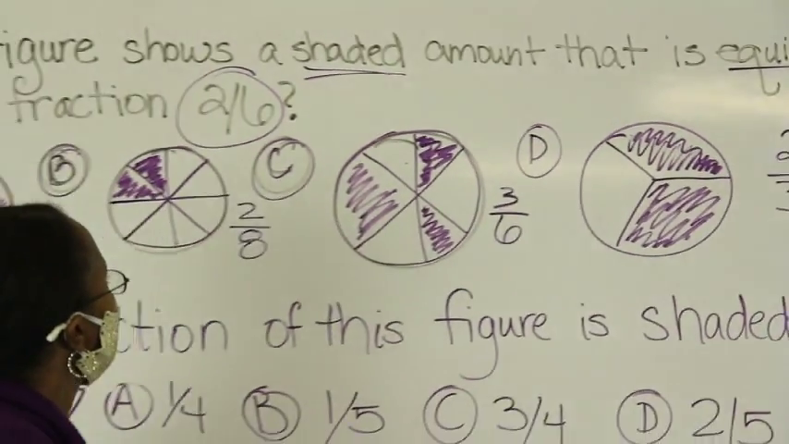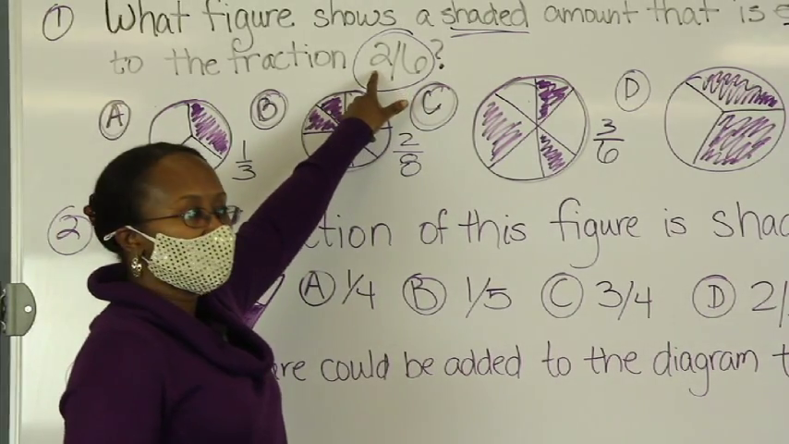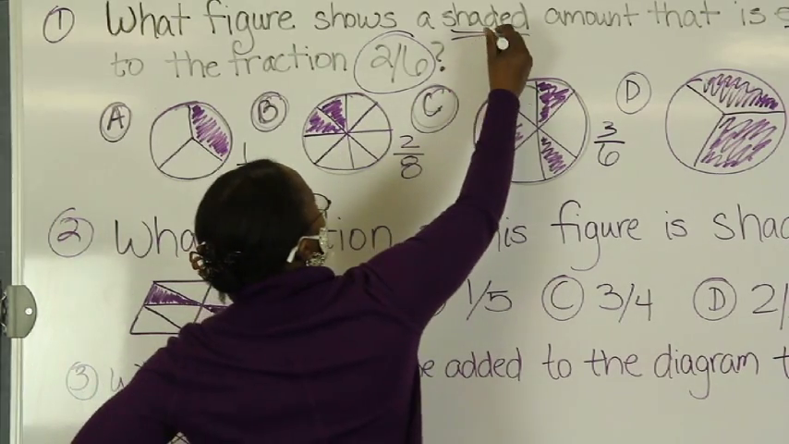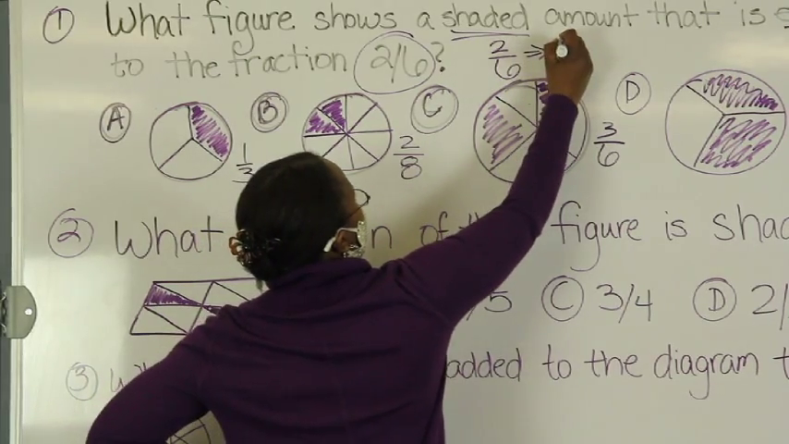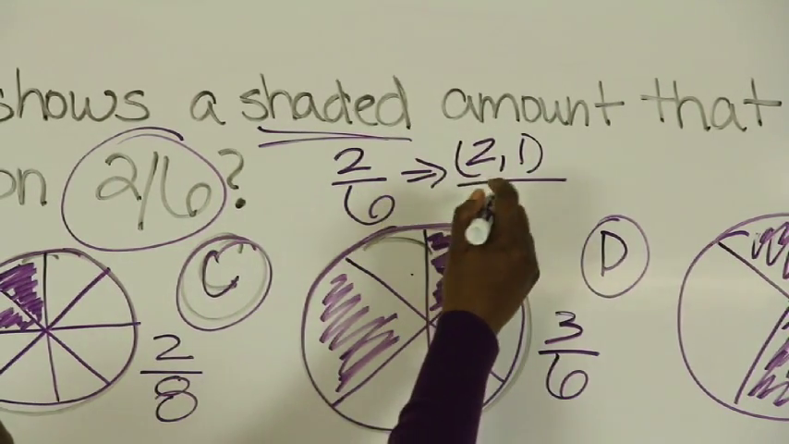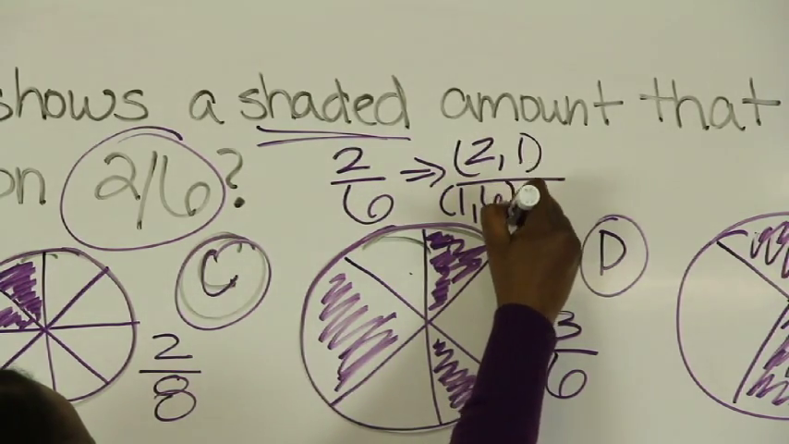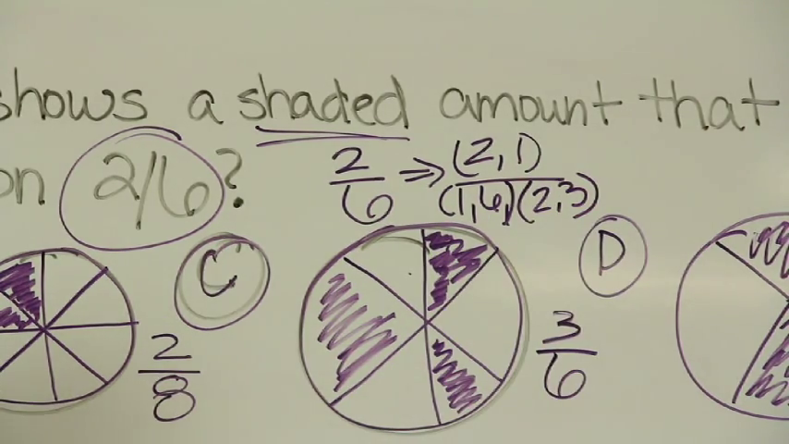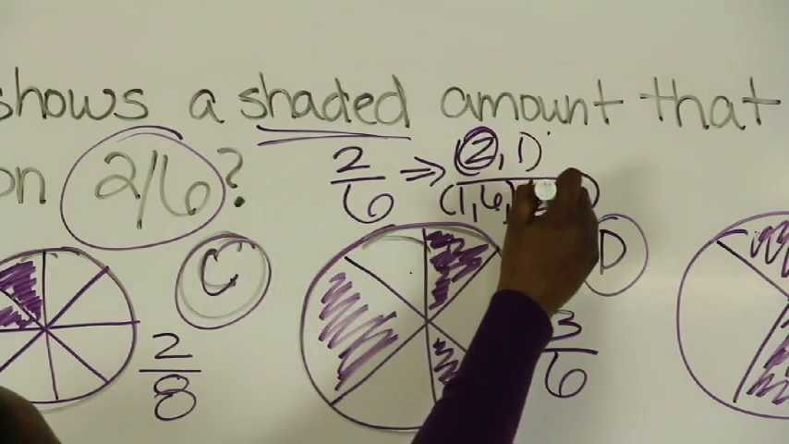So now that we have that, if you are really quick with reducing this fraction, you might want to do it that way. If you do that, I'm going to write it up here, and beside it, put the factors of 2, and then the factors of 6, which would be 1 and 6, and 2 and 3. And we see that the factors that are the same is this 2 and this 2.